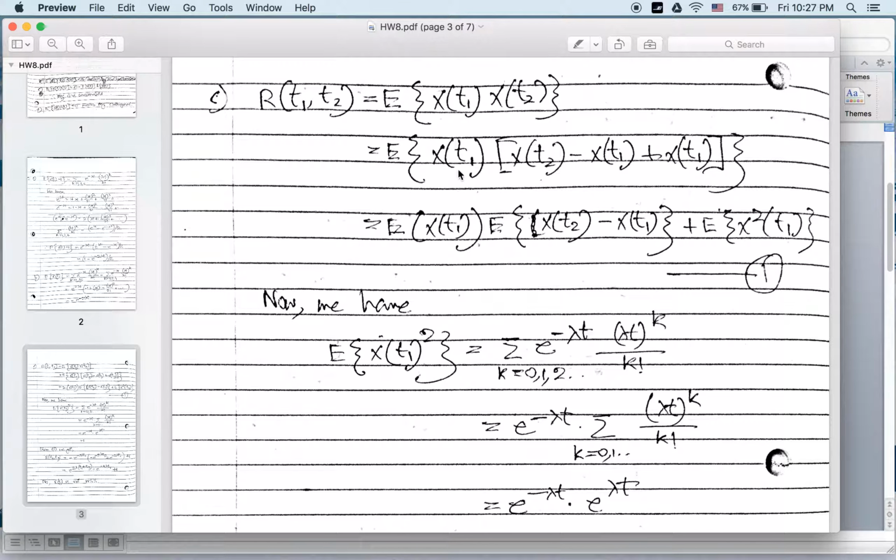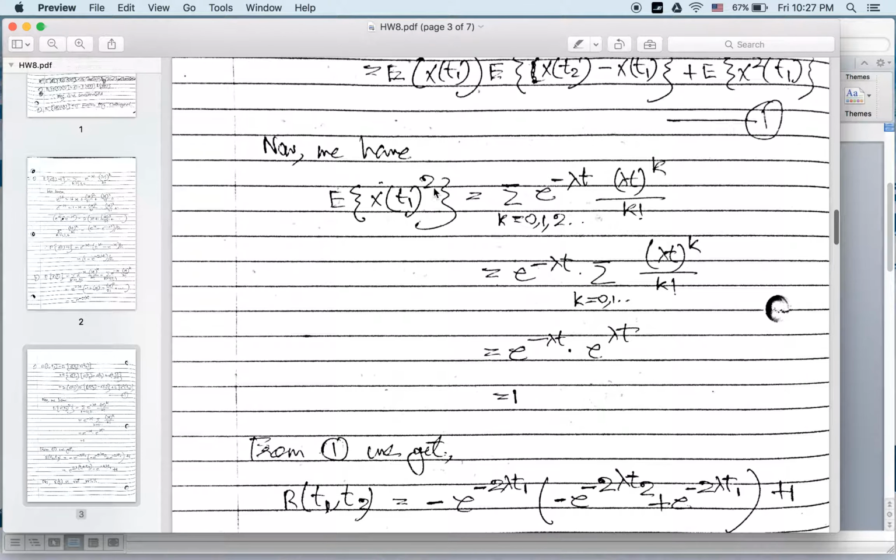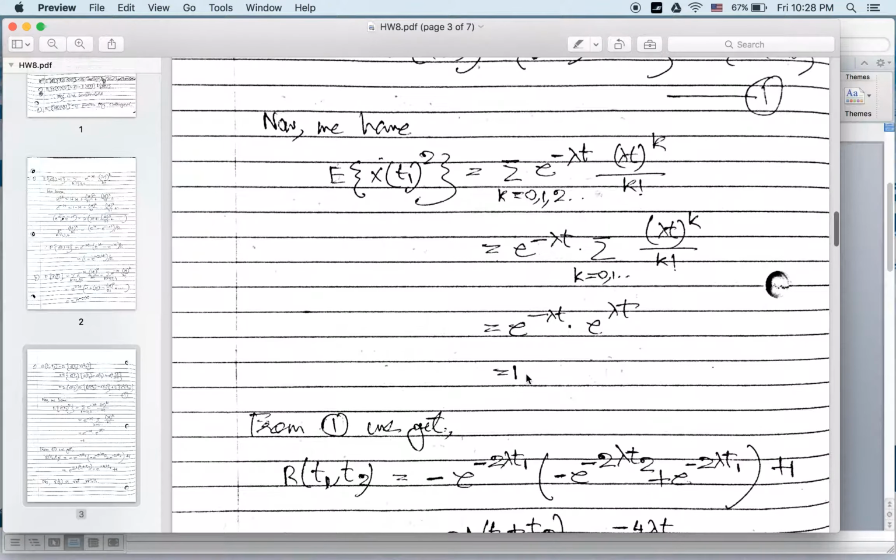It comes out that the intervals (0, t1) and (t1, t2) are Poisson processes, and they are non-overlapping, so they are independent. So we can use the independence criterion and multiply the expectations together: the expectation of X(t1) times the expectation of X(t2) minus X(t1), plus the expectation of X squared of t1. What is the expectation of X squared of t1? Since X can take two values, 1 or minus 1, when we square minus 1 and plus 1, both become plus 1. So taking the summation over all the points, this comes out to be 1.